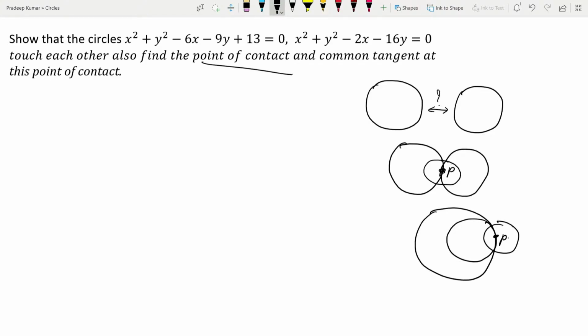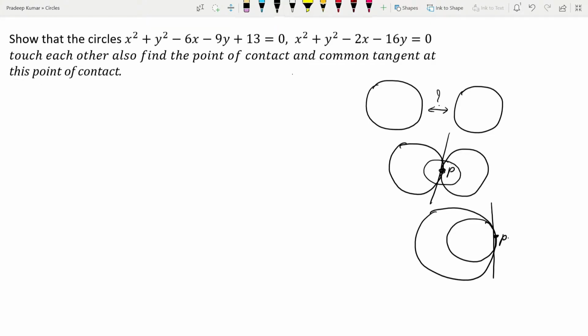Second thing is that we should even find out the common tangent. There is a tangent which is touching the first circle, and the same tangent is touching the second circle. So we should find out the common tangent. If these are external circles, this is the way the tangent will go, like this. If they are internal circles, then definitely the tangent will go like this, where it will touch both of the circles.